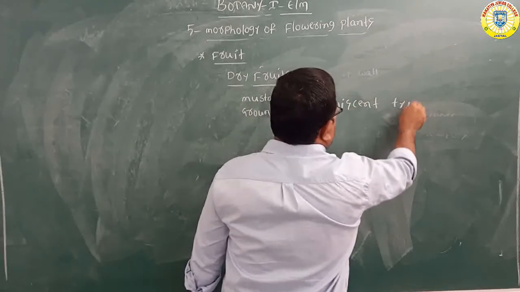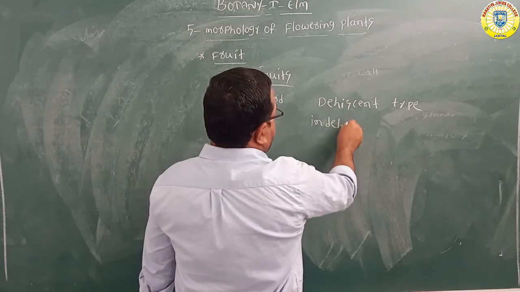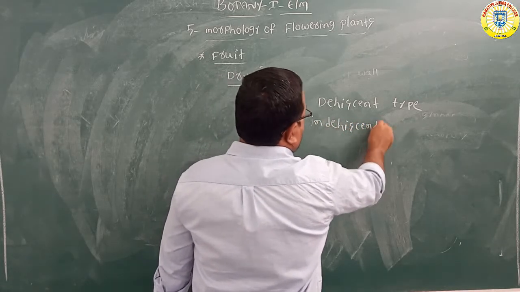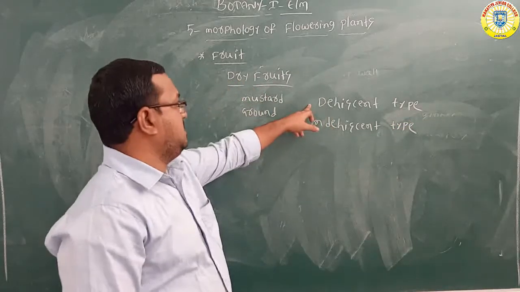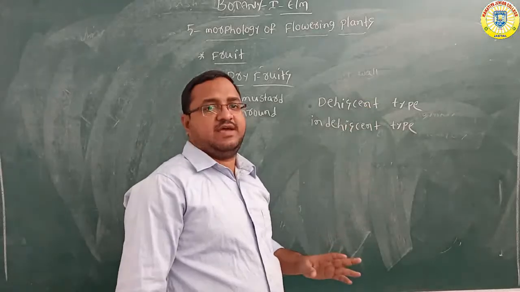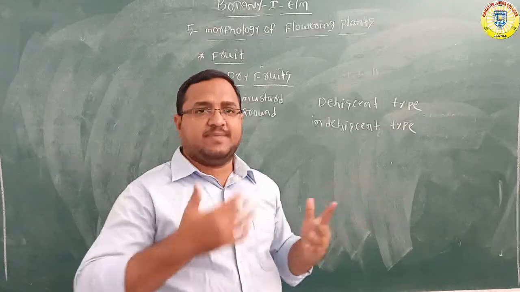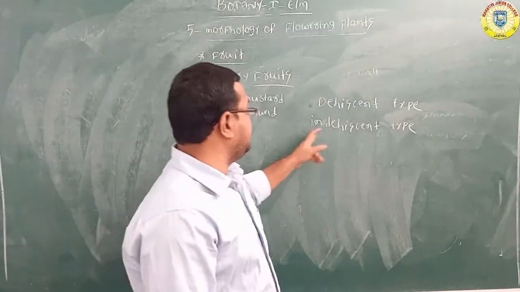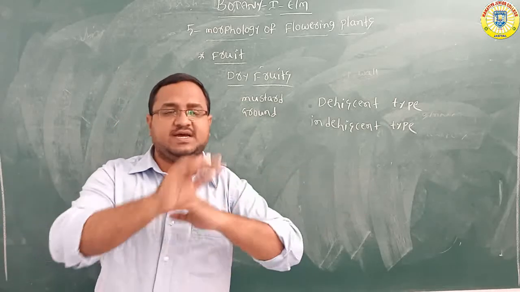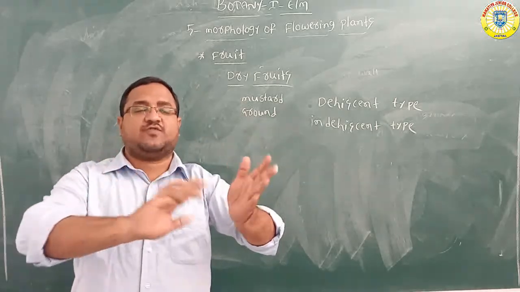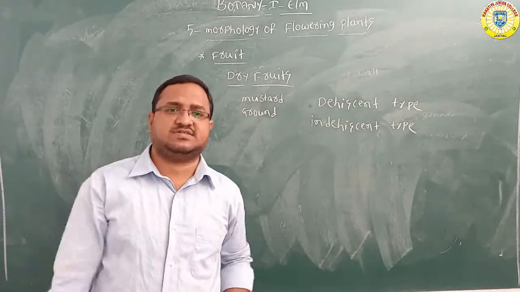Dehiscent type and indehiscent type. In dehiscent type, the fruits may break up and liberate the seeds. But in the indehiscent type, fruits may not break up. The fruit cover layer is destroyed, degenerates, and then they can release the seeds.